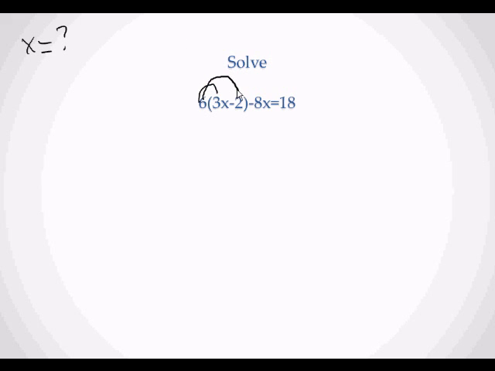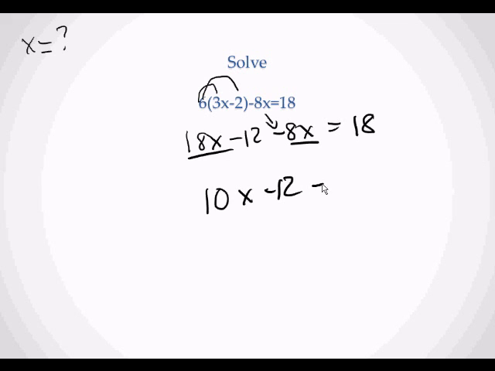Okay, number 31. We're just solving for x here. We're trying to find out what x equals. Distribute first. 6 times 3 is 18x. 6 times -2 is a -12. Then we have a minus x. You don't distribute to that because it's not in the parentheses. Combine like terms on each side. Remember those steps I gave you? I gave you these steps before. 18x minus 8x is 10x.